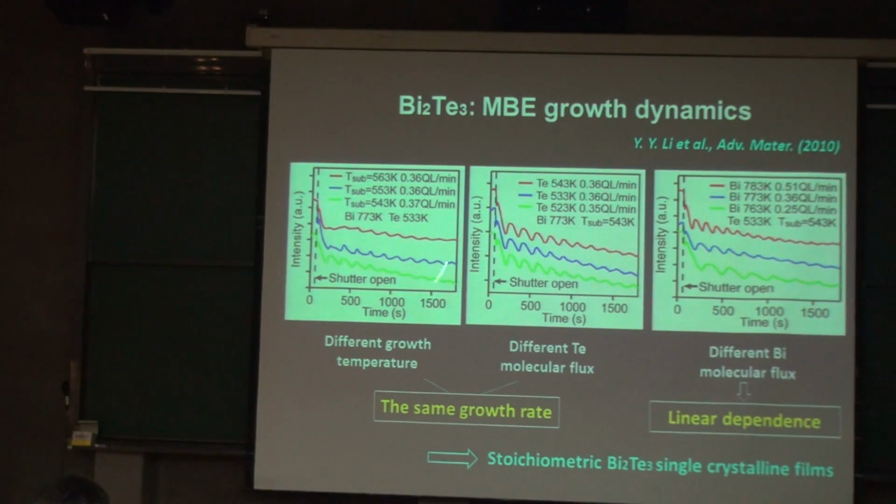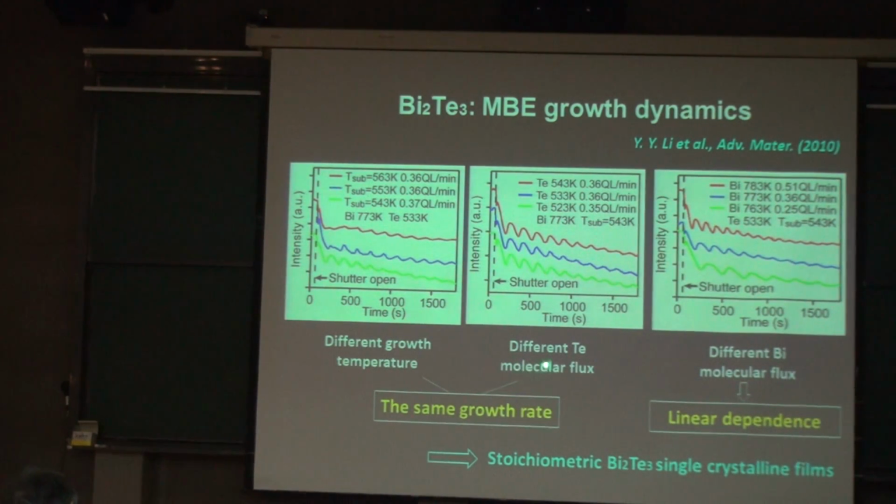So in this figure, we fix the bismuth flux and the tellurium flux. We change the substrate temperature from 540, 543 to 563, with the flux ratio fixed, and only change the substrate temperature. You can see in all cases we get the oscillation. The separation between the oscillations is the same, which means the growth rate is independent of the substrate temperature. This is the one experiment.